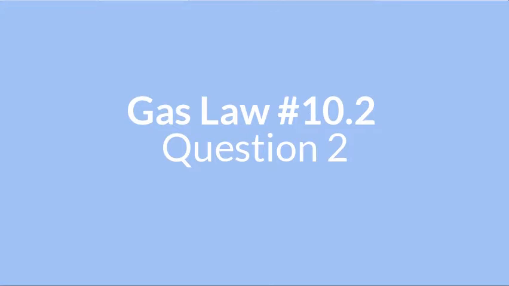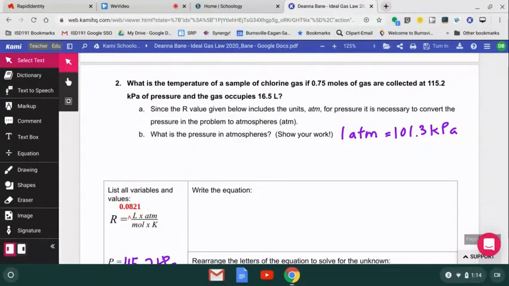This is the gas law lesson 10.2, and this is question number 2 on the worksheet. The problem says, what is the temperature of a sample of chlorine gas if 0.75 moles of gas are collected at 115.2 kPa of pressure and the gas occupies 16.5 liters?